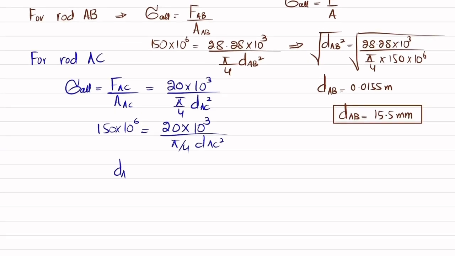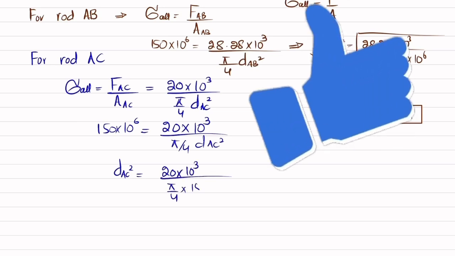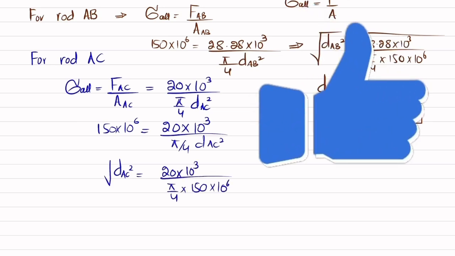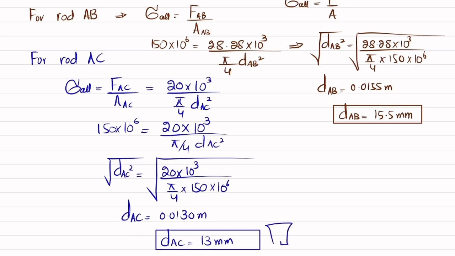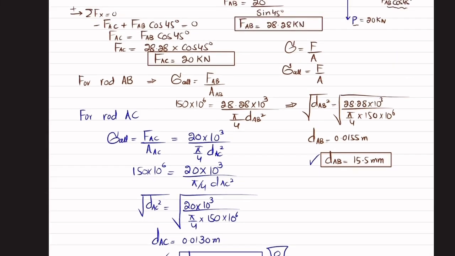From here, DAC square will be equal to 20 multiplied by 10 to the power 3 divided by pi by 4 multiplied by 150 into 10 to the power 6. If you take the square root on both sides, you will get the diameter of rod AC equal to 0.0130 meter, which is equal to 13 millimeter. And that is the answer to this question. So the diameter of rod AB is 15.5 millimeter, while the diameter of rod AC is 13 millimeter for the given load.